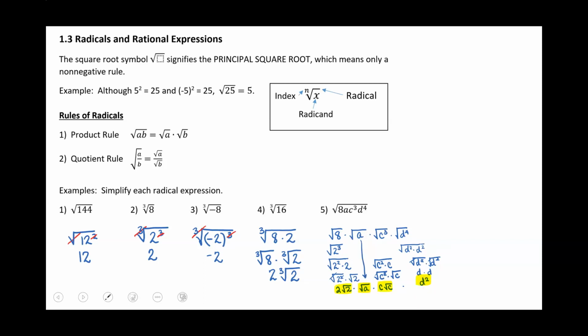Okay, so let's see what we've got now. We've got 2 square roots of 2. We've got the square root of a that we couldn't do anything with, so let's just bring it down. c square roots of c and d squared. So when I write this, I want to collect all the pieces that are outside of the radical. So you'll notice I've got the 2, I've got the c, and I've got the d squared that are outside the radical. So I'm going to put all those together. And then I want to collect all the pieces that are under the radical. So I have a 2, I have an a, I have a c. So let's combine all those pieces. And so that would be our final answer, 2cd squared, square roots of 2ac.